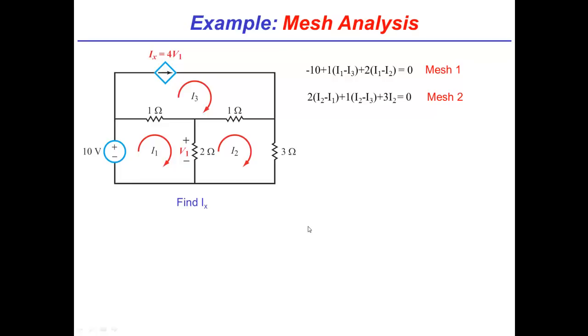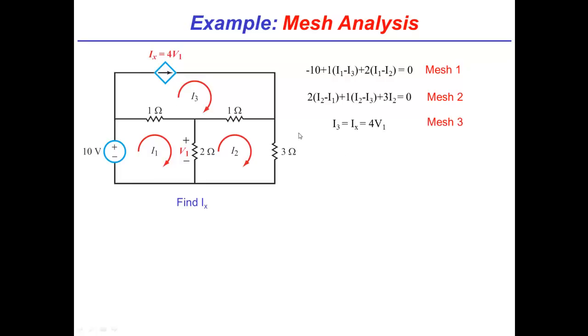Mesh 3 is a little interesting. Mesh 3 is interesting because it's actually much easier to deal with. And the reason it's easier to deal with is, remember, ultimately we're trying to find the currents I1, I2, and I3. Well, I know what I3 is, because I have a current source there.